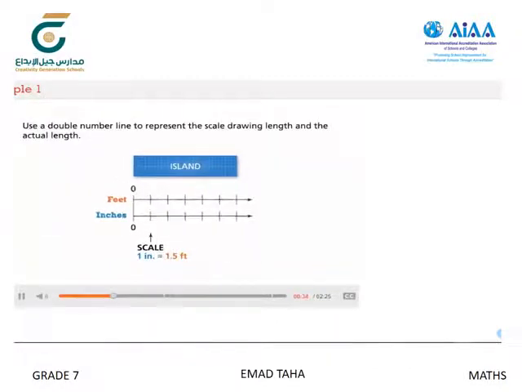Here is one way to solve the problem. Use a double number line to represent the scale drawing length and the actual length. The scale is 1 inch for the blueprint is equivalent to 1 5/10 feet for the actual kitchen. This means that as the number line for the blueprint increases by 1 inch, the number line for the actual kitchen increases by 1 5/10 feet.